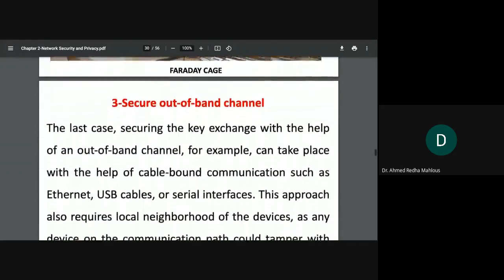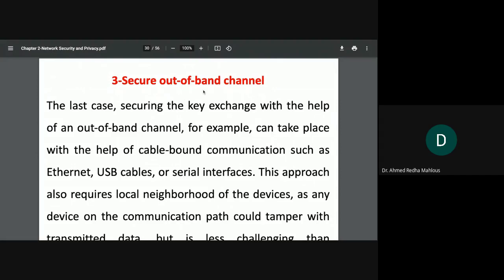And the third solution, which is the secure out-of-band channel. Here we talk about, instead of using a wireless communication, we are going to replace that wireless communication with a wired communication. Okay, whether you are using any type of cable, we call it here cable-bound communication. That means because wireless communication is prone to this type of attacks, at least the eavesdropping attack, we can have a wired communication. With wired communication, for someone to listen to the communication, he needs to be part of the network. He needs to connect his device through wires, physically to the device, which is something, let's say, difficult.